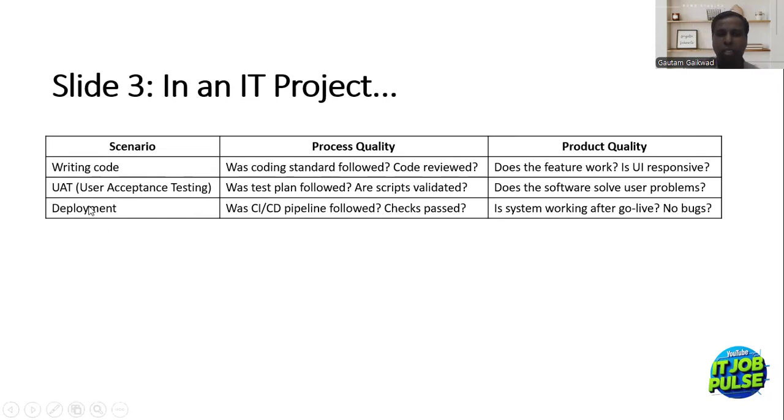UAT, user acceptance testing, is really important. Was the test plan followed? Are scripts validated? I am not getting into the depth of this; we'll definitely make a video on code review and best coding practices. Whenever we do testing, we make a plan to test, and we also validate the scripts as well.